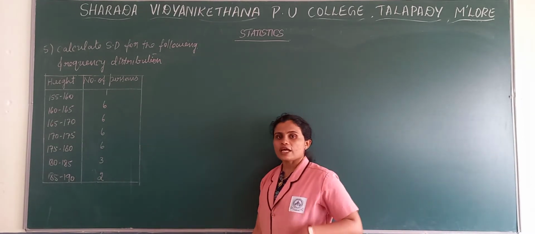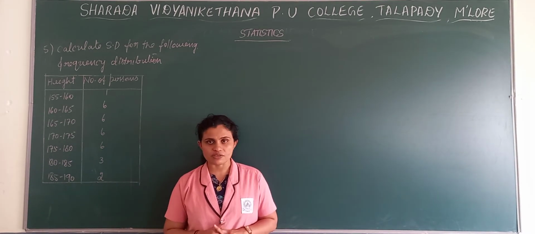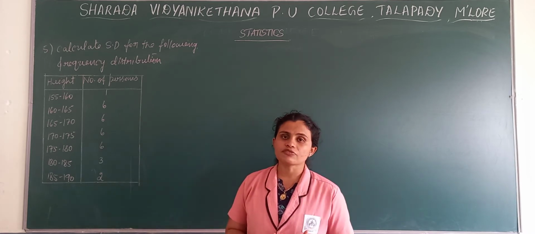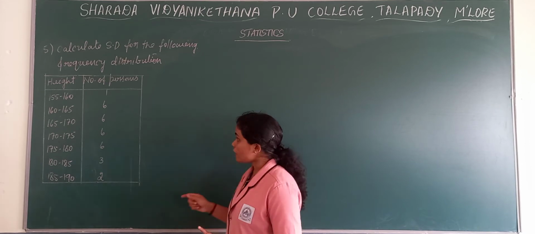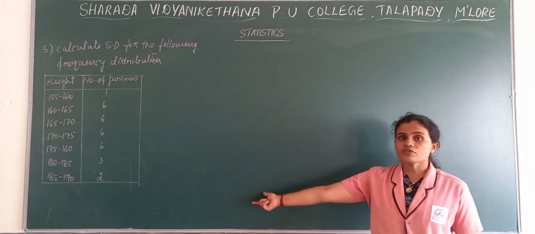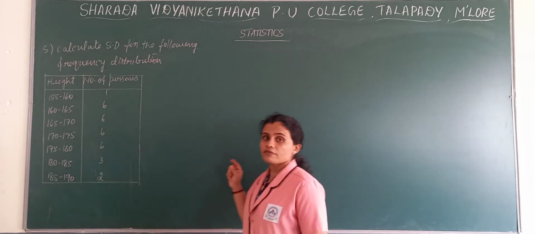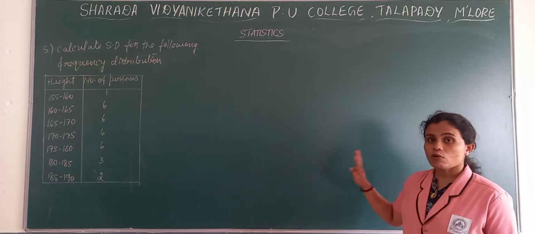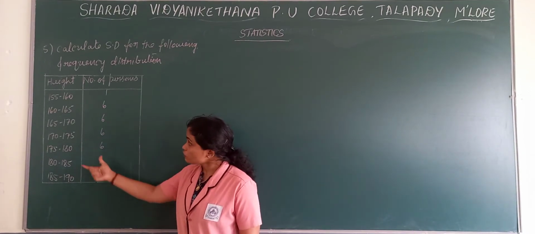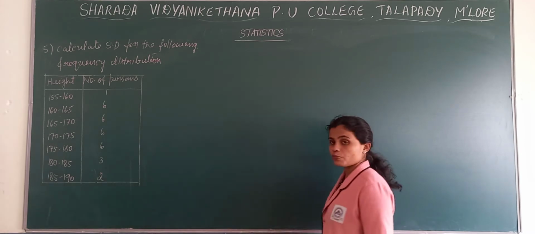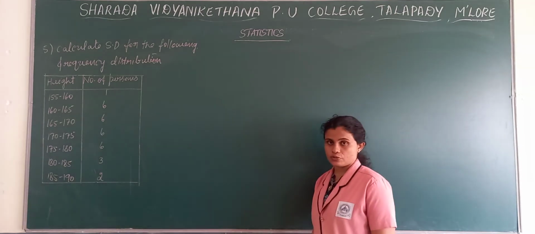And you know that we are applying two kinds of formula: one is the direct method and the other is the deviation method. We have seen the direct and deviation methods in the case of discrete data, and also in ungrouped data. Today we will see the direct and deviation method formulas for continuous series, and with the same problem we will apply both formulas and see what differences we get and what answers we find. Firstly, if you observe the data, heights and number of persons are given. Calculate the standard deviation for the following frequency distribution.